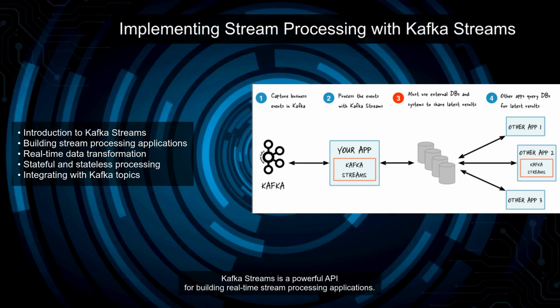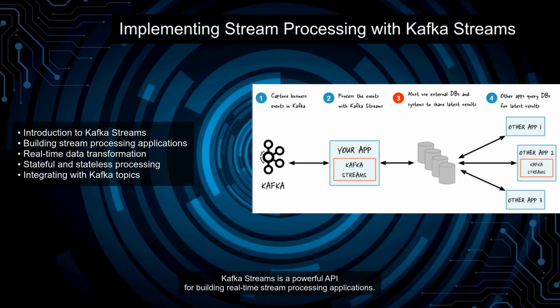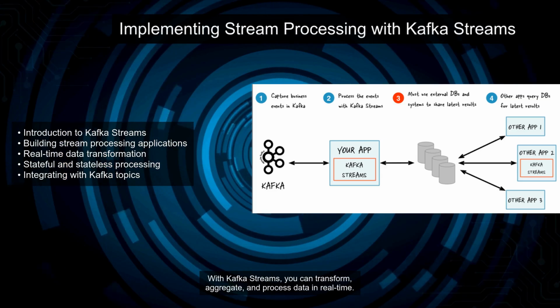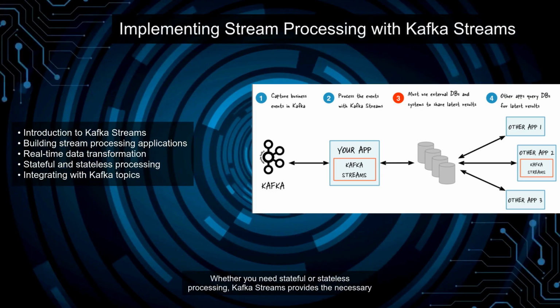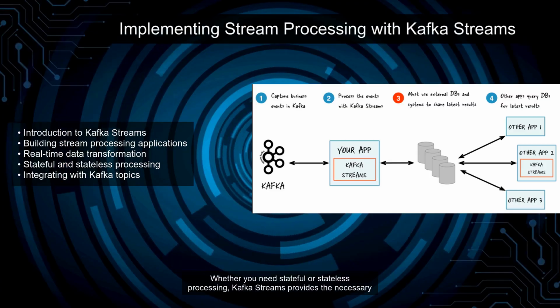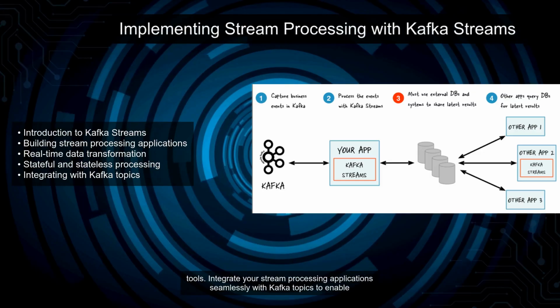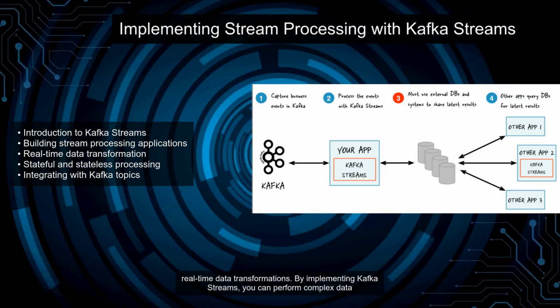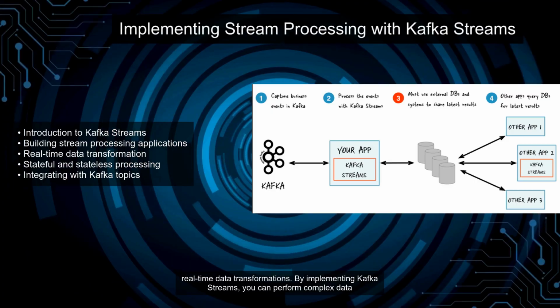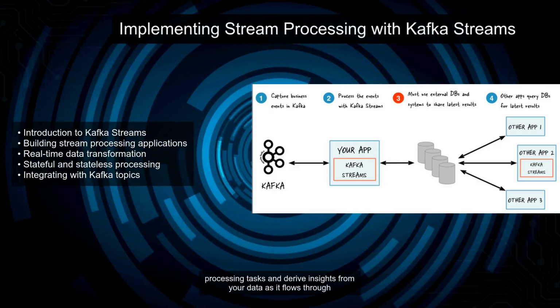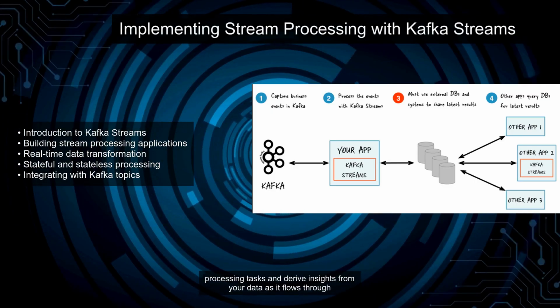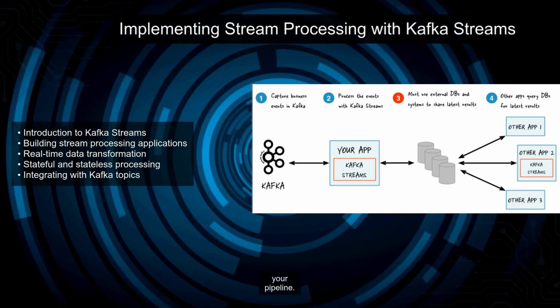Kafka Streams is a powerful API for building real-time stream processing applications. With Kafka Streams, you can transform, aggregate, and process data in real time. Whether you need stateful or stateless processing, Kafka Streams provides the necessary tools. Integrate your stream processing applications seamlessly with Kafka topics to enable real-time data transformations. By implementing Kafka Streams, you can perform complex data processing tasks and derive insights from your data as it flows through your pipeline.